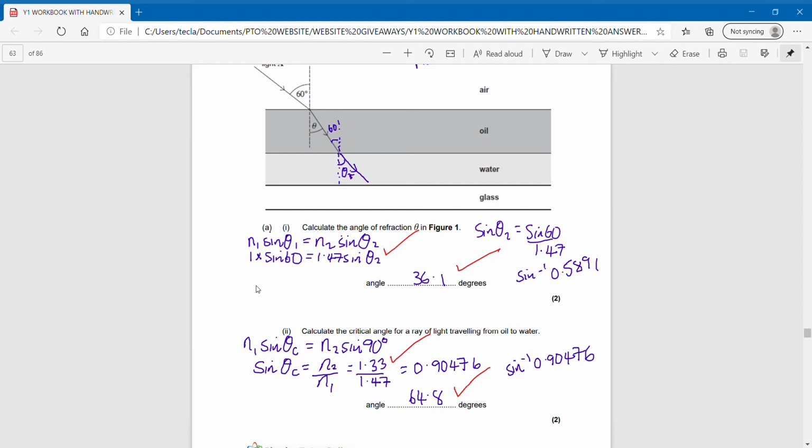Part 2, calculate the critical angle for the ray of light travelling from oil to water.